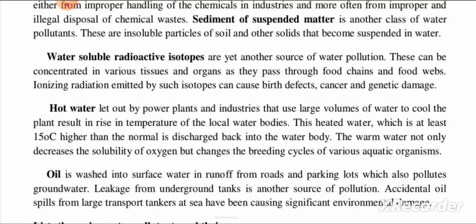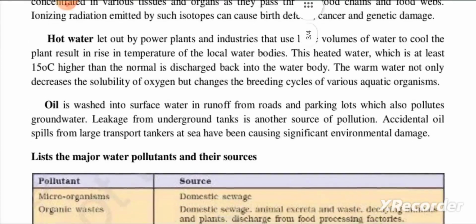Hot water let out by power plants and industries that use large volumes of water to cool the plant results in a rise in temperature of the local water bodies. This heated water, which is at least 15 degrees Celsius higher than normal, is discharged back into the water body. The warm water not only decreases the solubility of oxygen but changes the breeding cycles of various aquatic organisms.